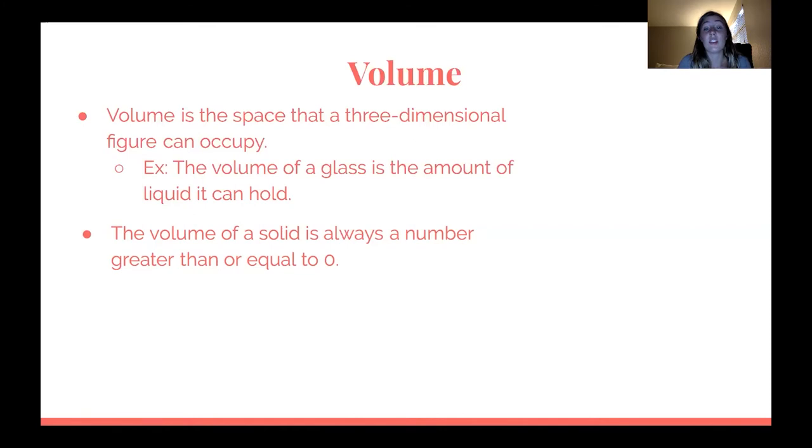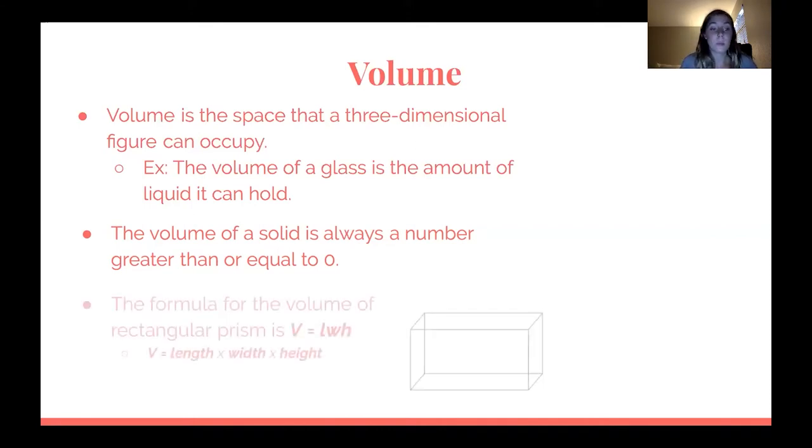But if it's a two-dimensional shape and it's flat, it's not going to have any volume because there's nothing that can fit inside of it, whether that's air, food, or water.